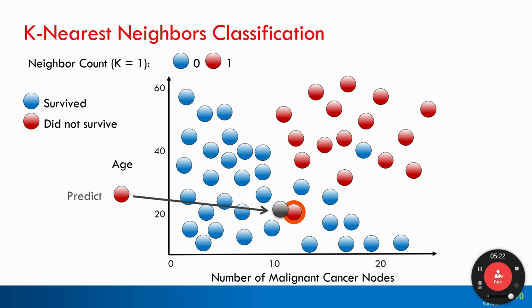Then, how many neighbors should be considered? Here, the number of neighbors is noted as K. If we look at just one neighbor, the nearest neighbor, highlighted in red circle, we predict that the patient will not survive. If we consider the 3 closest neighbors with 2 patients that survived and 1 that did not, then we predict survived. That's a different result than when K equals 1.